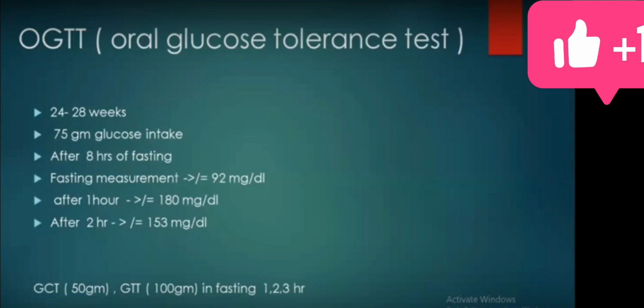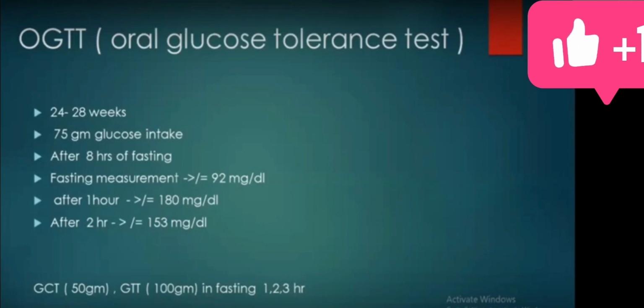So 75 grams of glucose is given after 8 hours of fasting. First the fasting blood sugar is measured. Then after 1 hour, another blood sample is taken. Then after 2 hours, if the value is above normal, then the patient is considered diabetic, and she has to be advised a specific diet.